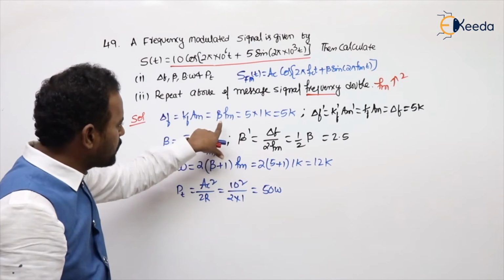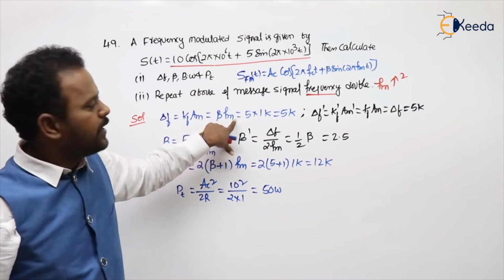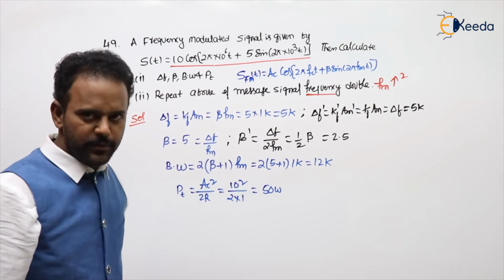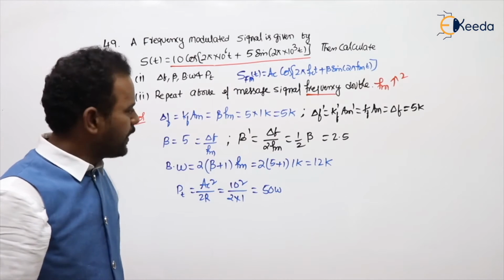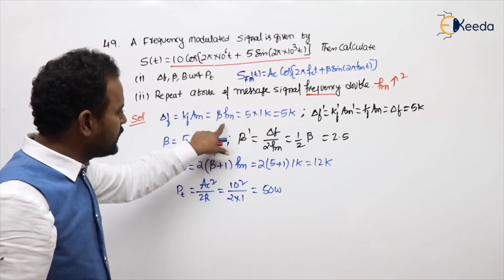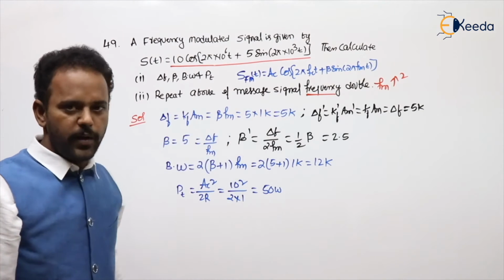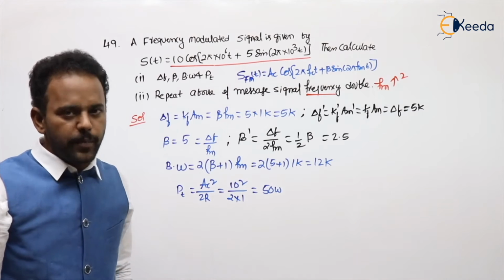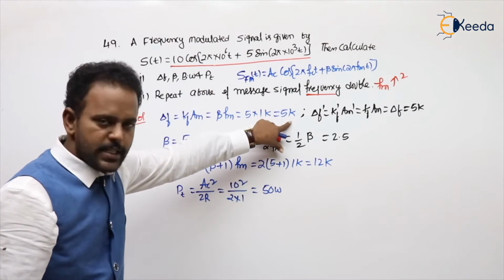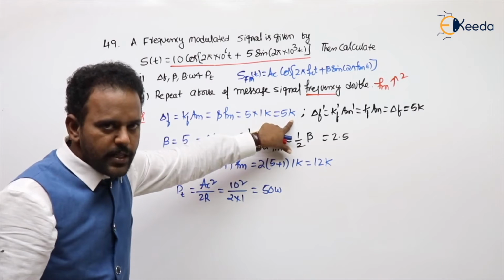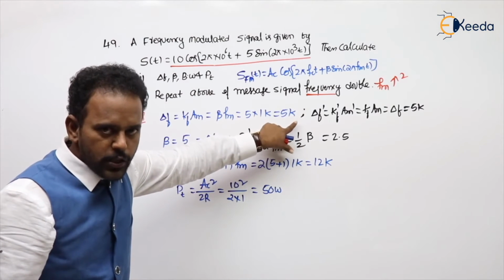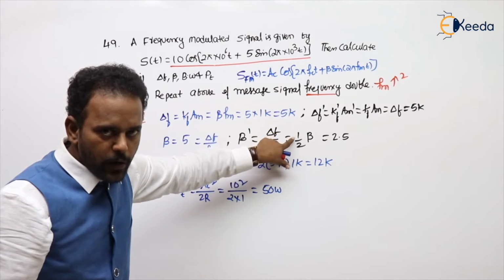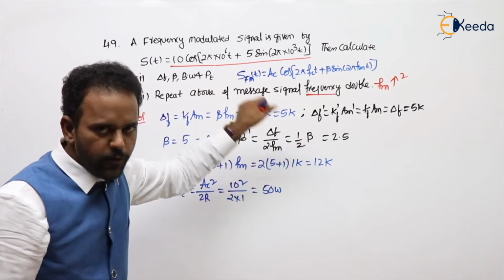So it's 1 by 2 of the previous value, that you will get as 2.5. Now you can keep 2.5 into 2K, still you will get 5K only. Do you understand my point? In the second case, beta is changing, so you cannot substitute the previous value. So what you understand from here? FM changes, means message signal frequency changes, means double. There is no change in delta F, but modulation index is becoming half.